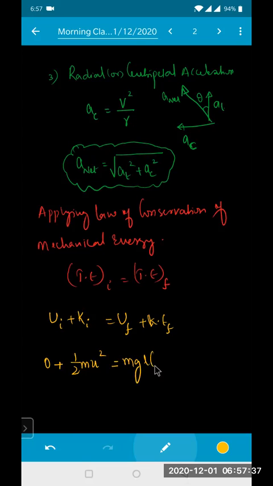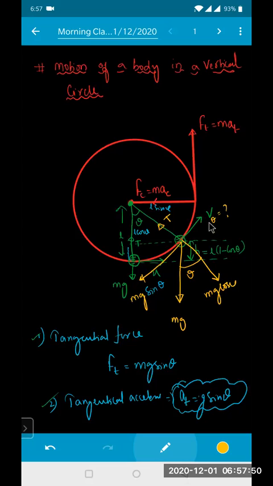H is nothing but L into (1 minus cos theta), plus final kinetic energy. Final kinetic energy is equal to half m v squared at that position, at an angle theta. Here the velocity is v, and the initial energy is given for u. So the initial kinetic energy is half m u squared, and this one is half m v squared.